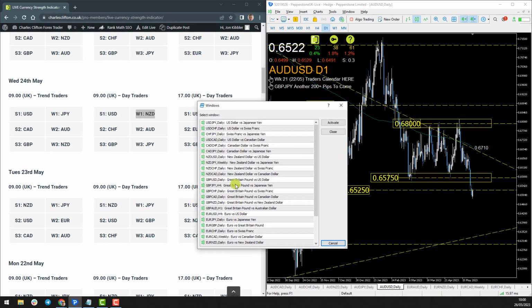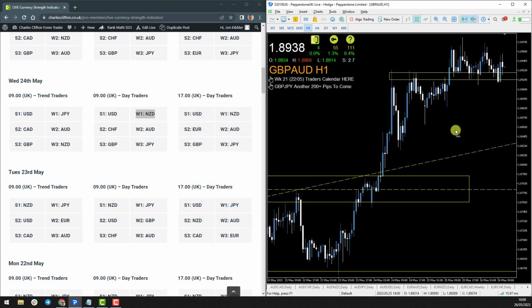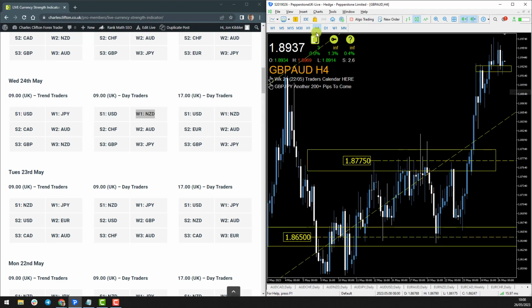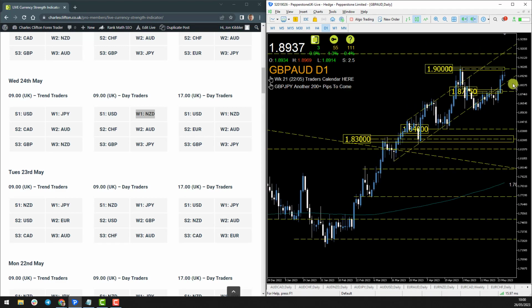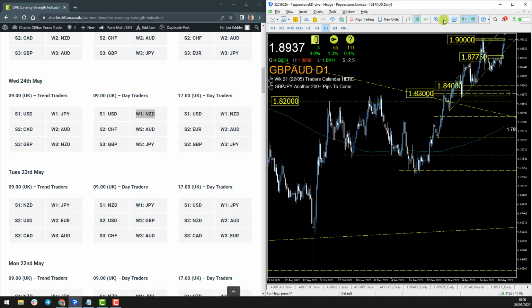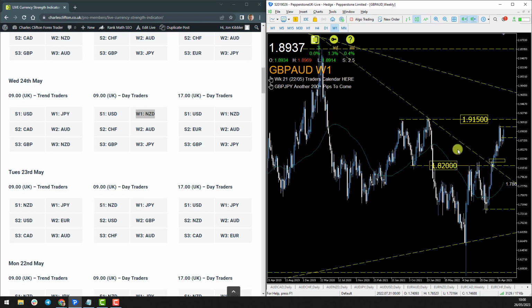Going on to another pair of interest, we had a look at Pound Aussie, sticking with that Aussie weakness in the markets. Now, what was really interesting about this one is if I go to the daily chart here, we've got some good areas to target. Let's actually jump to the weekly. We've got this 1.9150 handle, which are the highs that formed back in January of 2022 and also August of 2021. So looking to see if price would target those on a weekly bullish move.